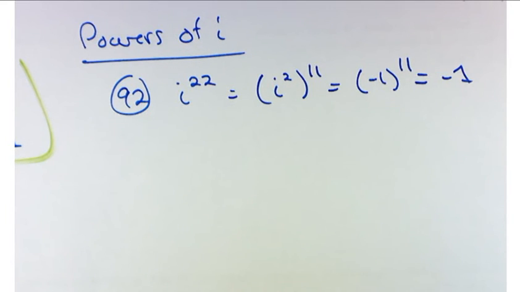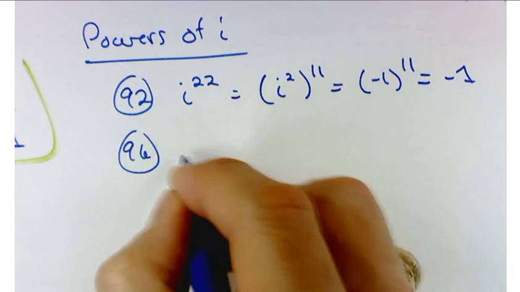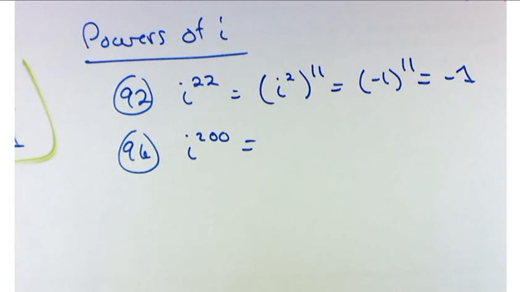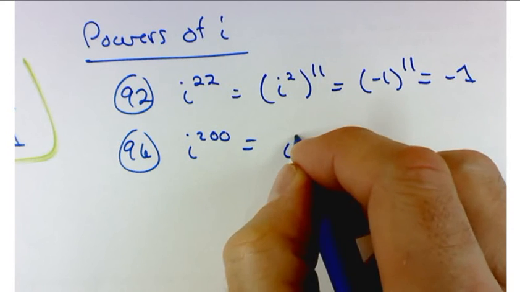So let's try another one. Problem number 96. I to the 200th power. Really not that much different than problem number 92. So I'm going to start out by writing this as I squared.